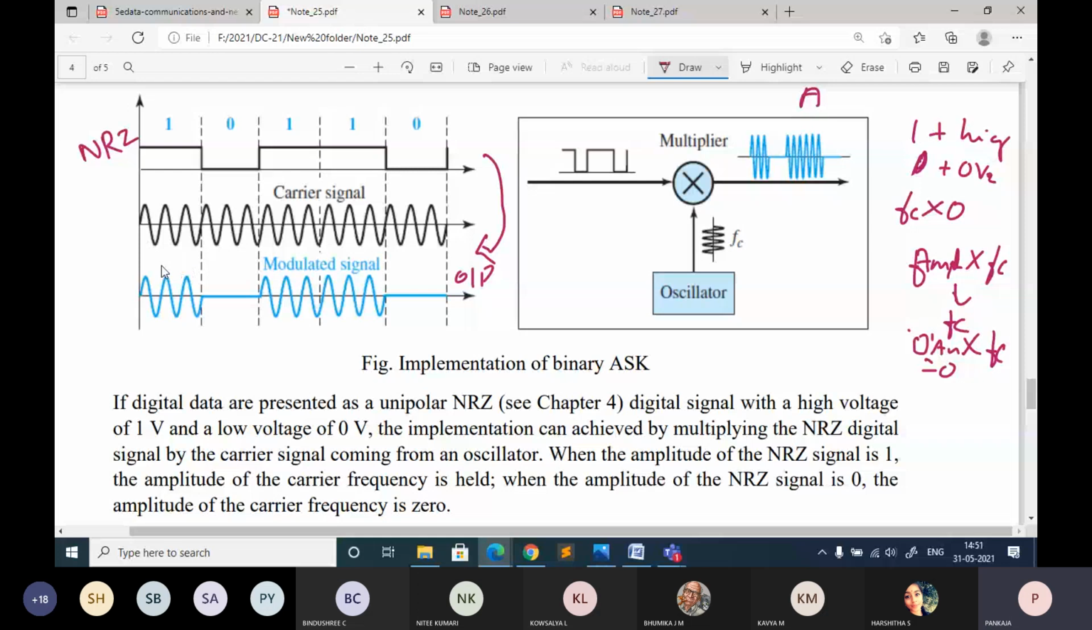Now, if I use unipolar NRZ, I don't know how many of you know, but because you recently wrote a test, most of the people will know. You represent 1 with the high voltage and 0 with the low voltage. The same thing is done here. It is just a consideration that the digital signal you are taking as input is represented using NRZ, so 1 is represented with high voltage and 0 is represented with low voltage.